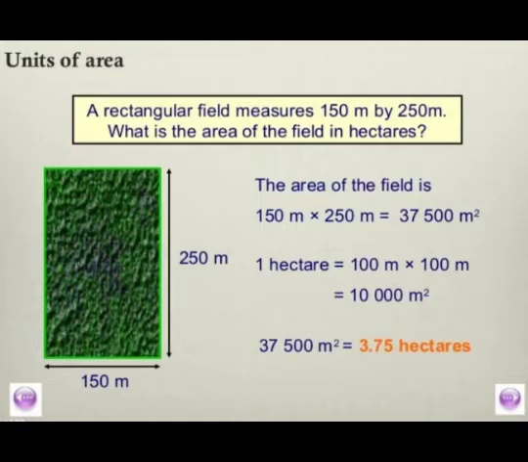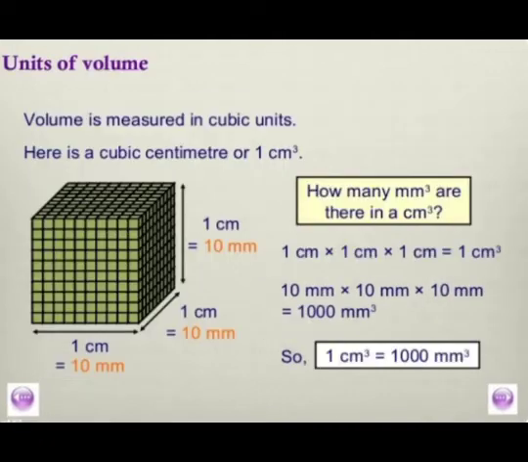So the answer is 3.75 hectares. Units of volume. Volume is measured in cubic units. Here is a cubic centimeter, or 1 cubic centimeter. How many cubic millimeters are there in a cubic centimeter?